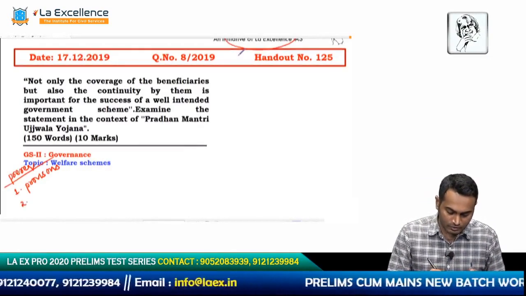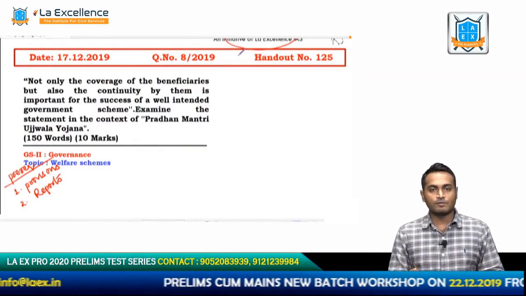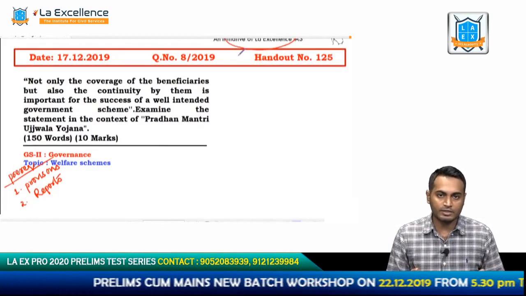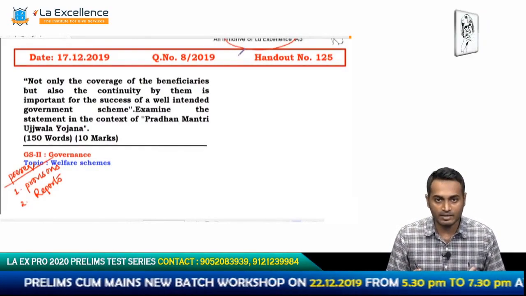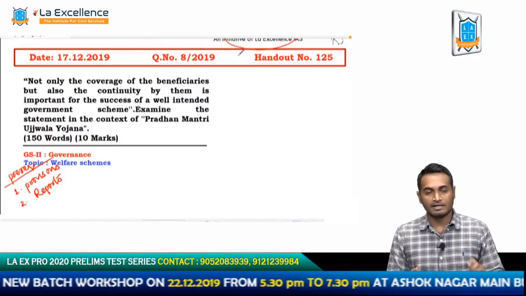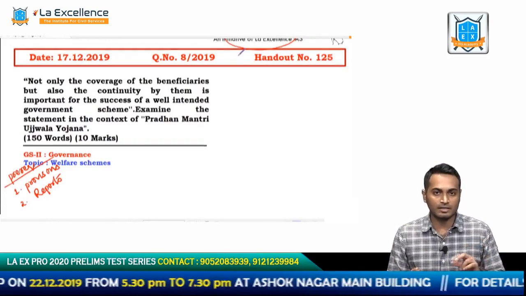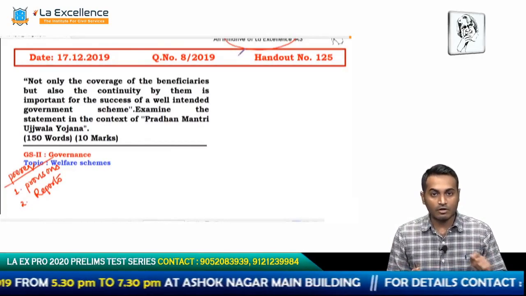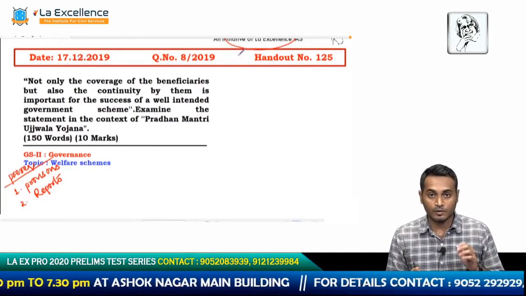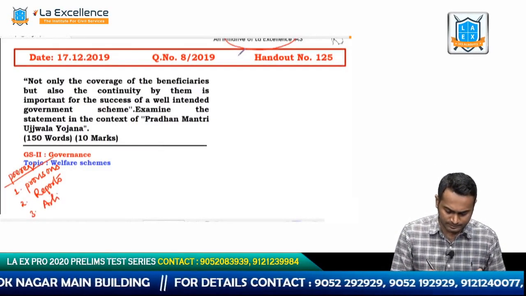The second thing you need to talk about is the reports. For example, like the other day, I was telling you all that MGNREGA has been audited by CAG and CAG has given its report. In fact, in this particular scheme of Pradhan Mantri Ujjwala Yojana as well, CAG has given out its report. You could take a point or two from these kinds of reports in order to substantiate your opinion. Okay. The third thing is to list the article if possible.